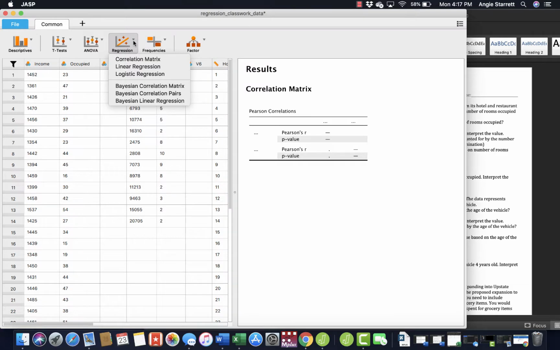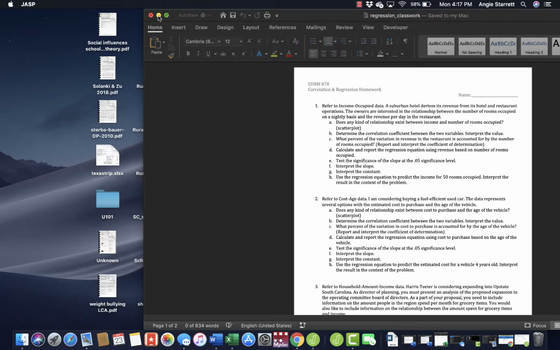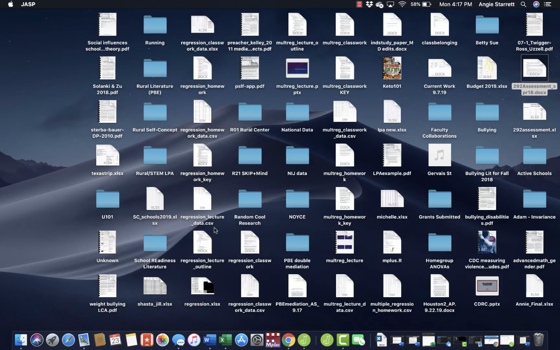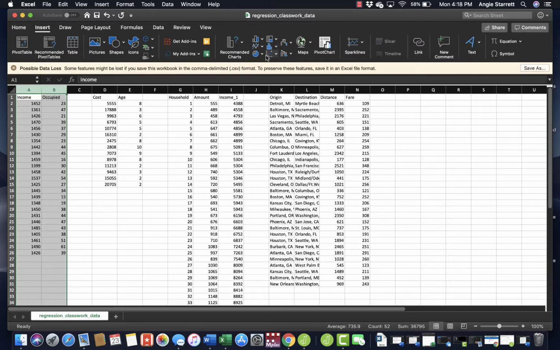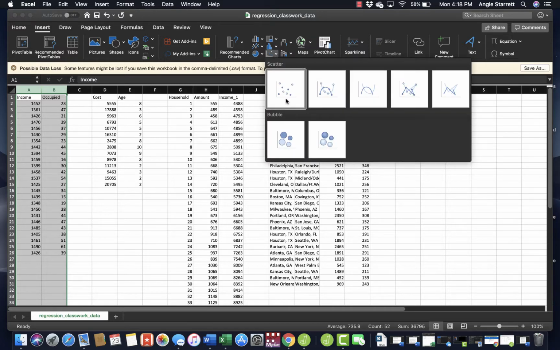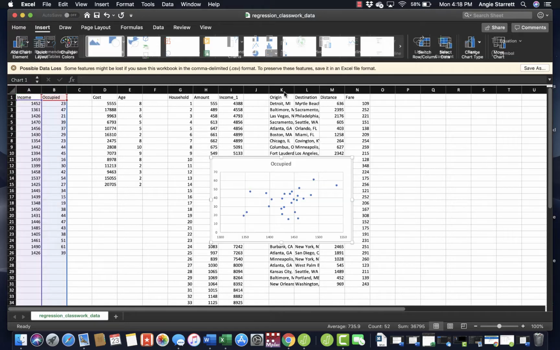So what we actually need to do, because we unfortunately cannot do it here in JASP, is we will go over to our regression classwork data, regression. All right, here we go. So I'm going to open the CSV in Excel. All right, and if we want to do a scatter plot, we'll just highlight our column A and B, go into Insert, and here is our little scatter plot icon, so we'll click on that.